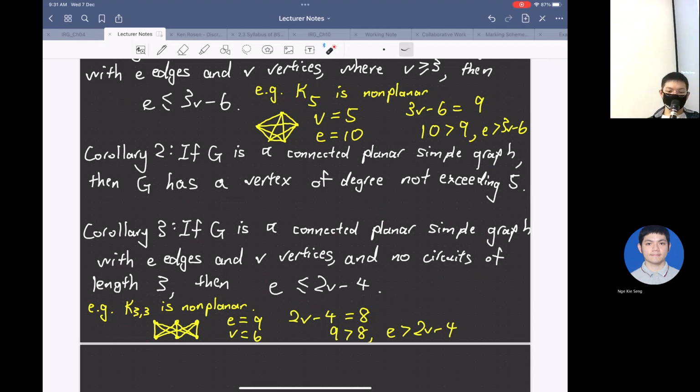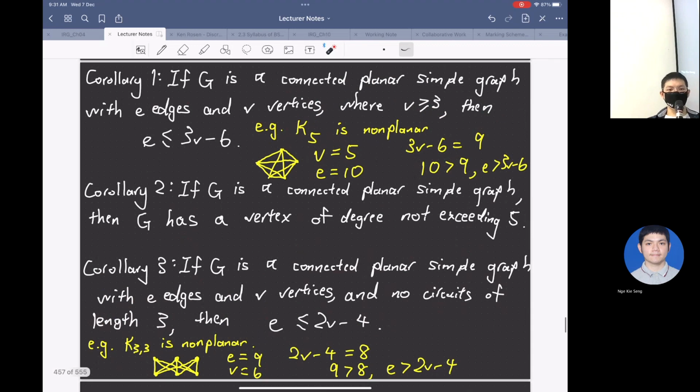Any questions? Do you want to see this proof or want to skip it? Or you can read it yourself?